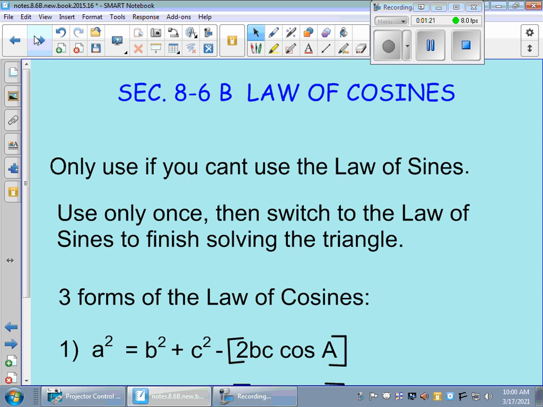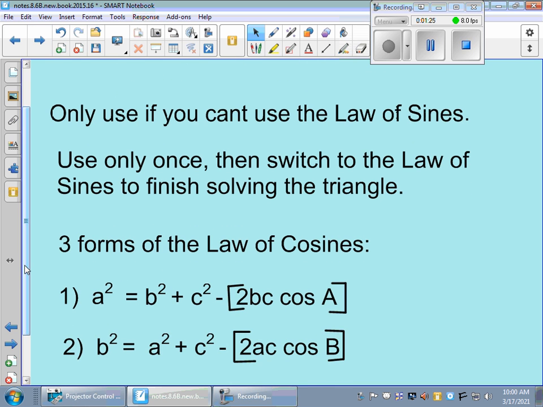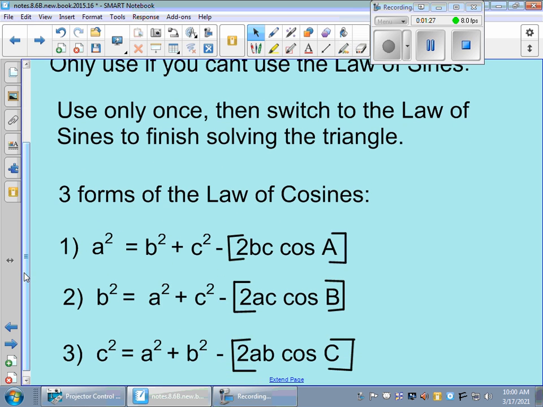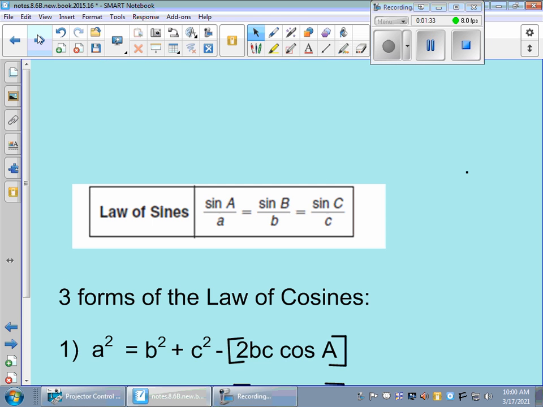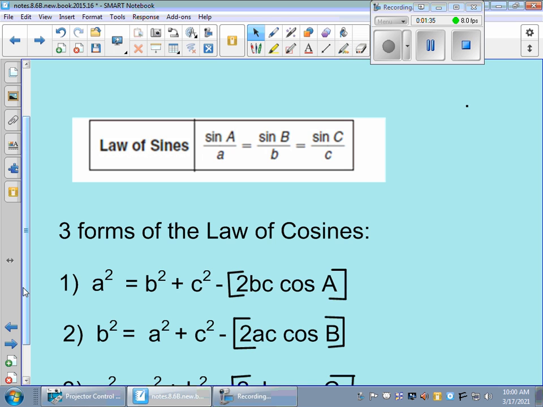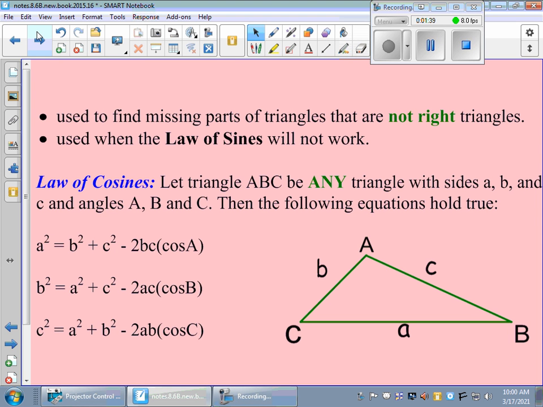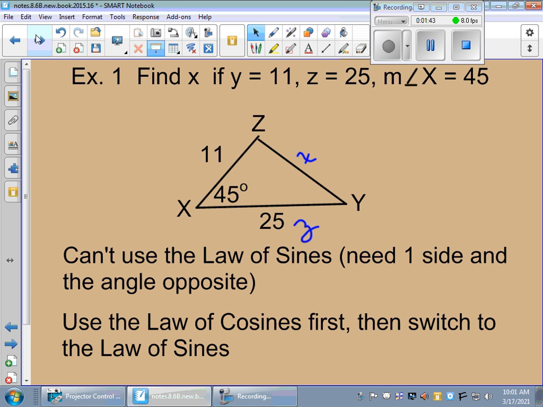So again, this is only used when we can't use the law of sines. Only use this once. Once we can use the law of sines, let's use the law of sines. So you use this once, then you find that included side or angle, and then we can go back into the law of sine that we used in the previous section of notes. So a lot of stuff here to use. You can just read through all this, and then let's get right into the heart of one of these problems.